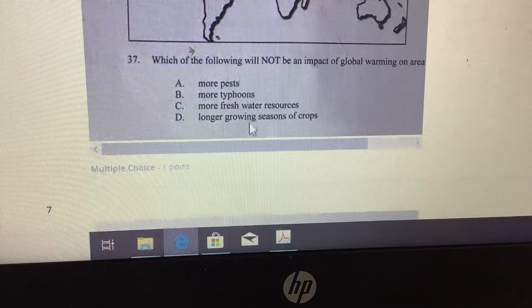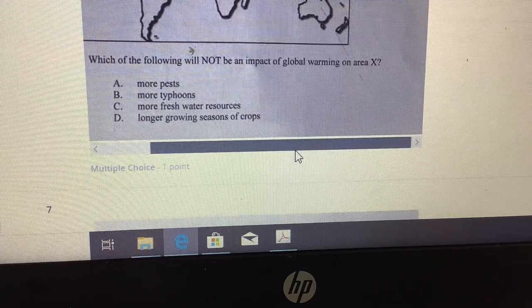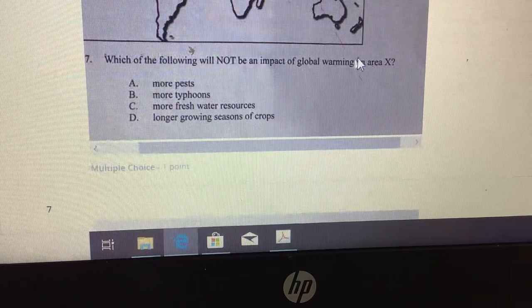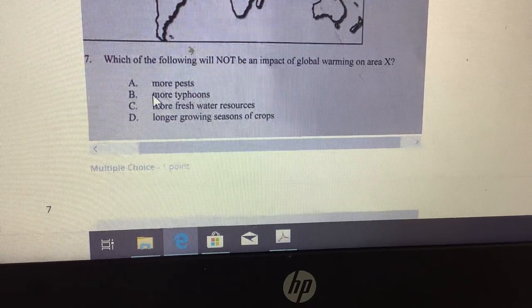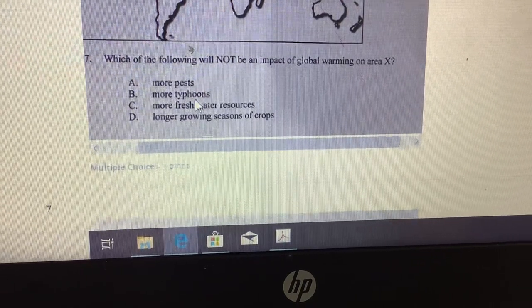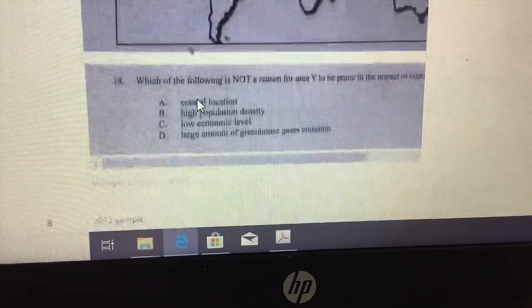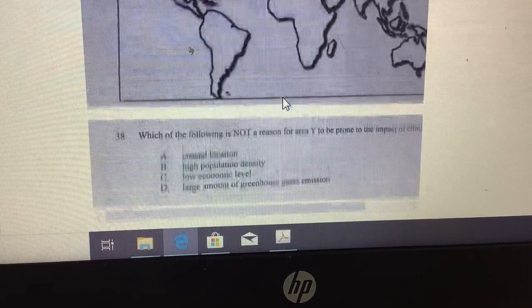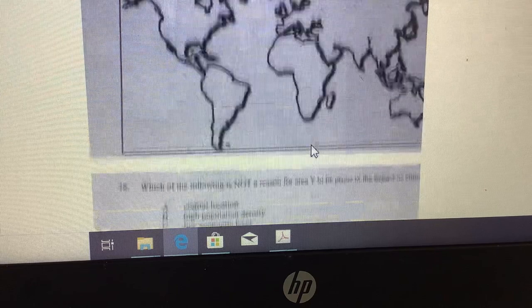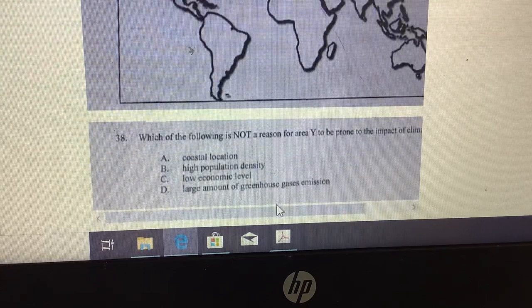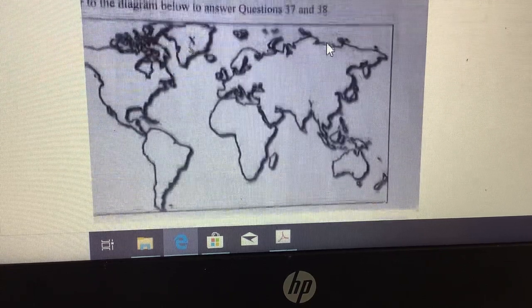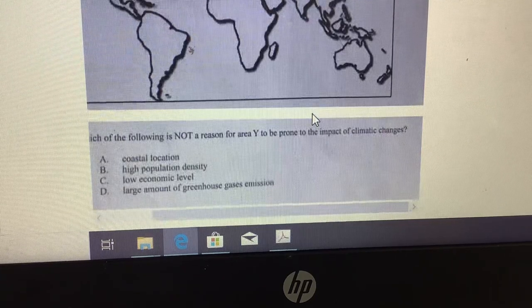So X is Greenland. What's happening for Greenland? Low-lying and impact of global warming. Found out the wrong one: typhoons. Because there will be no typhoons at all, right? And then another question: which of the following is not the reason for area Y? Where's area Y? Area Y is in here, Bangladesh.